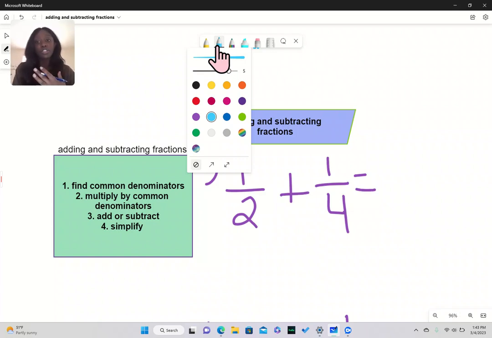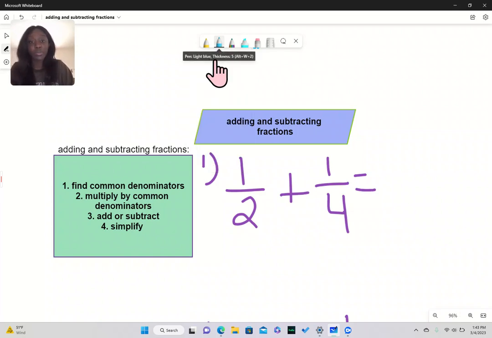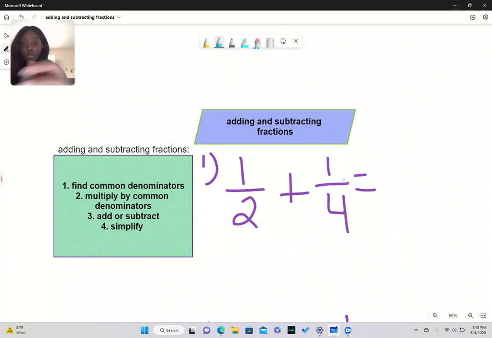The first thing you want to do is find the common denominators, and the denominators are always on the bottom of the fraction, and numerators are always on the top. That's a good thing to know. So here we have 1/2 plus 1/4, and we're trying to find out what 1/2 plus 1/4 will equal. So like I said, the first thing you want to do is find the common denominators.